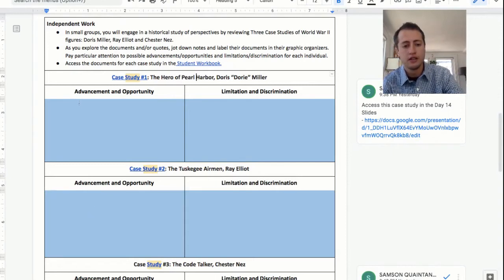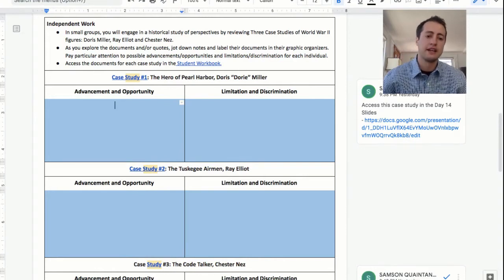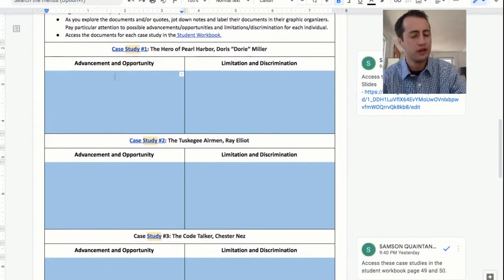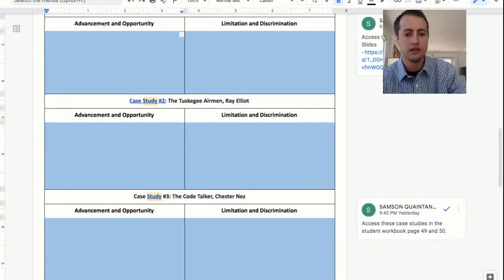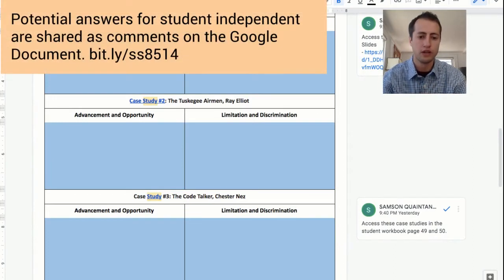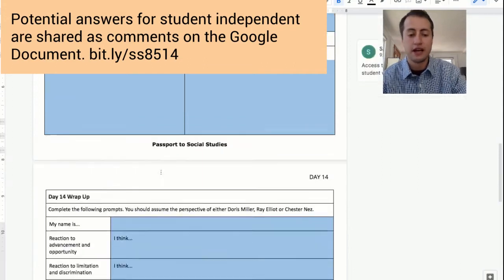Then the students would be looking at the case studies materials and adding information to their advancement and opportunity column versus the limitation and discrimination column. And this is pretty straightforward, especially for the second two, because in the workbook, it will show a few quotes from that person. And so it's their experience talking about what it was like during World War II. And that's it.